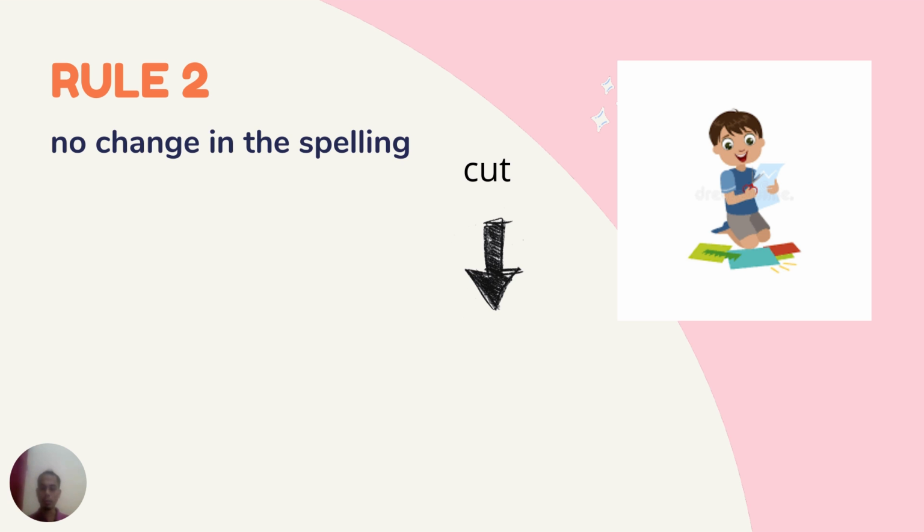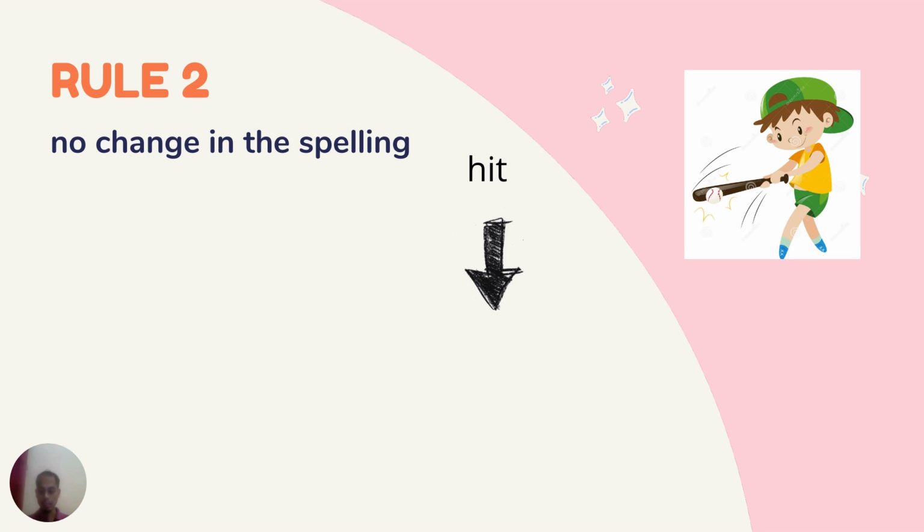Ejaan tak berubah untuk yang ni. Rule number 2 ni tak berubah ejaan dia. So, the past tense for cut is also cut because it falls under rule number 2, which is no change in the spelling. Okay, repeat after me, class. Cut. Cut. Good.